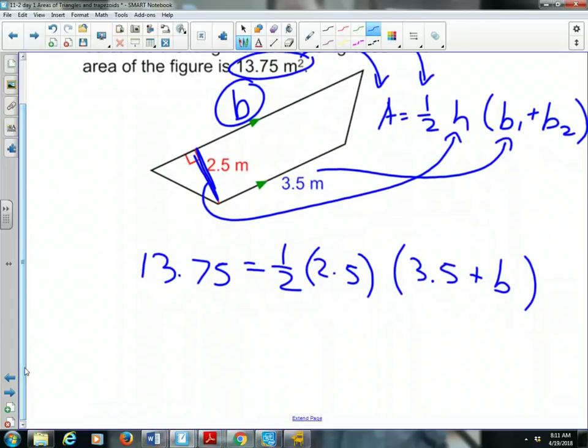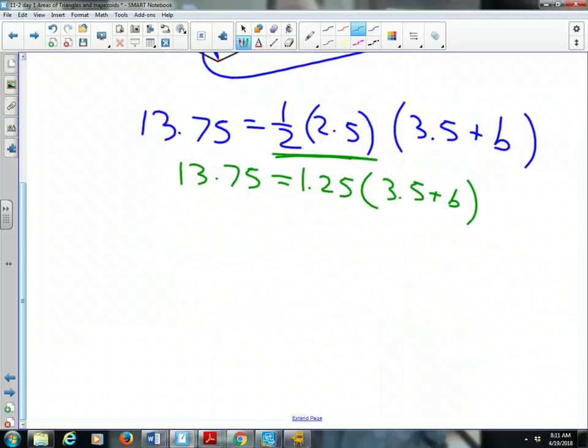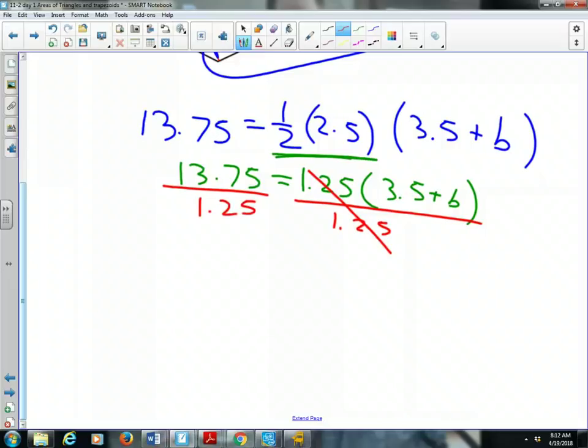A couple of different ways that you could solve this one algebraically. I would probably just take 1/2 of 2.5 right here, and that would be 1.25 times 3.5 plus b equals 13.75. Now if you wanted to, you could distribute that 1.25. I think it'd be easier to just divide both sides by 1.25, and then you would get rid of the 1.25 from the right side. So if you take 13.75 and divide it by 1.25, you would get 11.